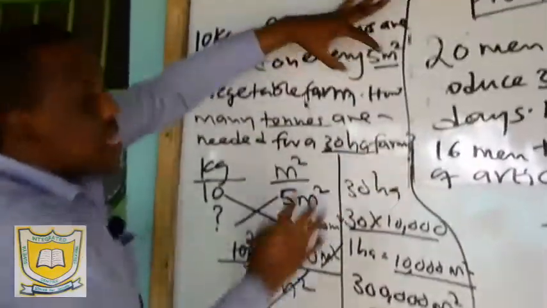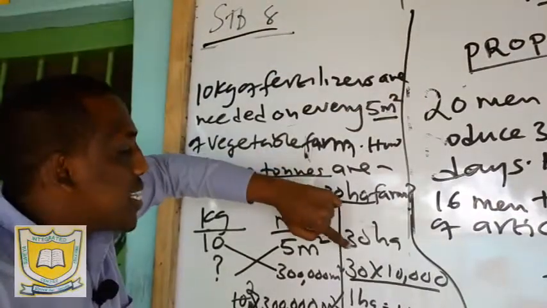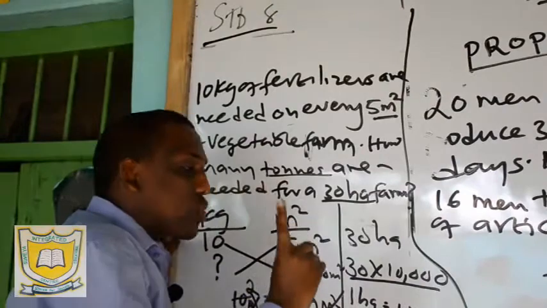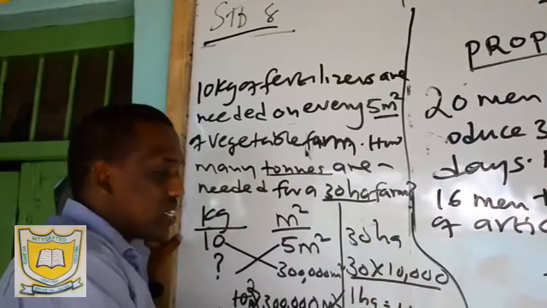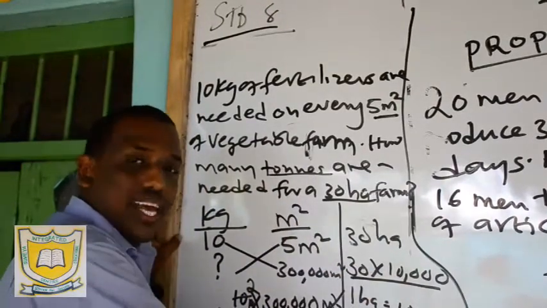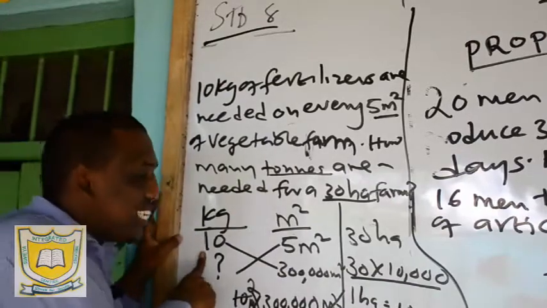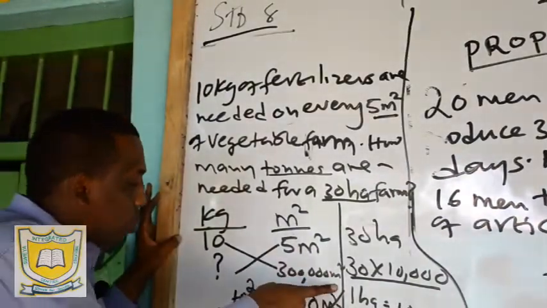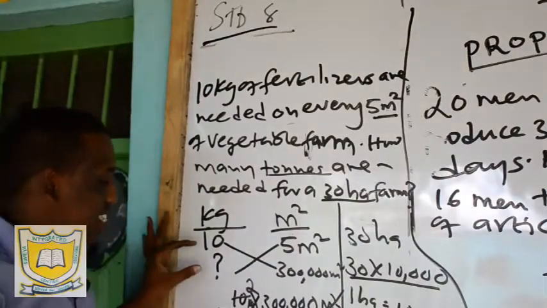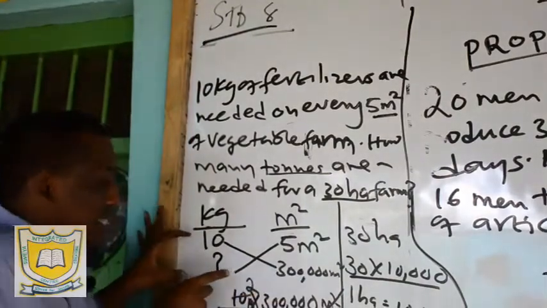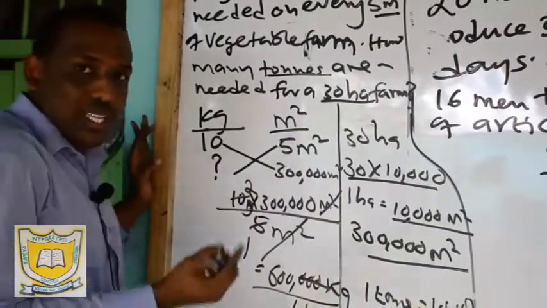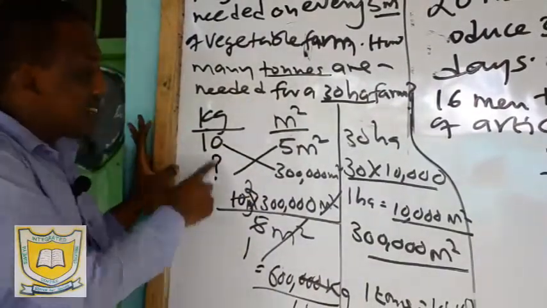Here is in hectare and this one is in meters. You change the hectare into meters. 1 hectare is equal to 10,000 meters squared. What about 30 hectares? You will get 300,000 meters squared. So 10 kg, 5 meters squared. 300,000 meters squared will require how many kgs? So this one is more. We must get more kgs. So cross multiply. If you use indirect, it's impossible. We'll get a lesser kg. We must get more kg.